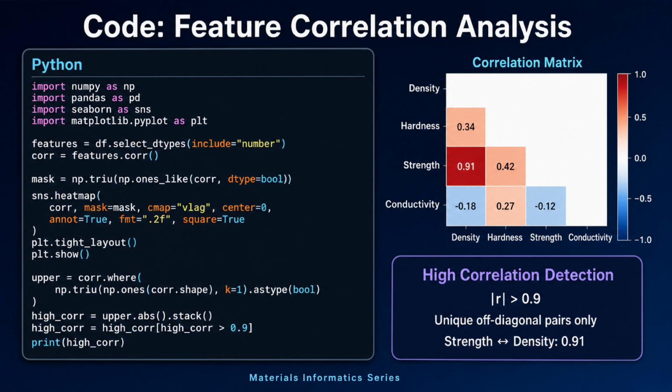Before training models, analyze feature correlations to understand redundancy. Use pandas to calculate the correlation matrix and Seaborn to create a heat map visualization. Detect highly correlated pairs. These pairs indicate redundant features that could be removed for dimensionality reduction. Understanding correlations also helps interpret feature importance later.